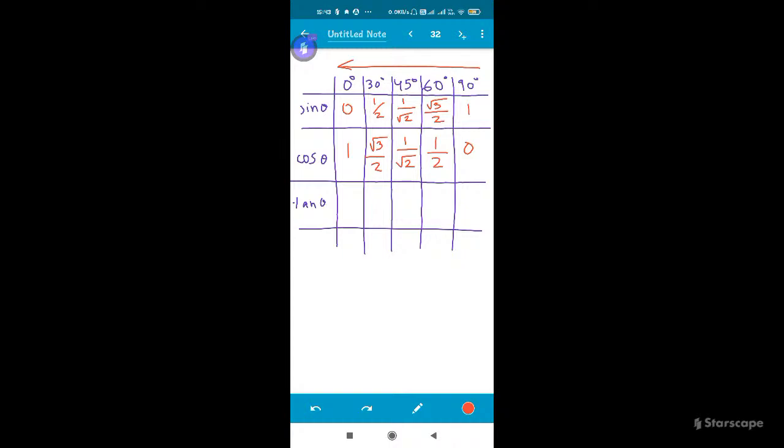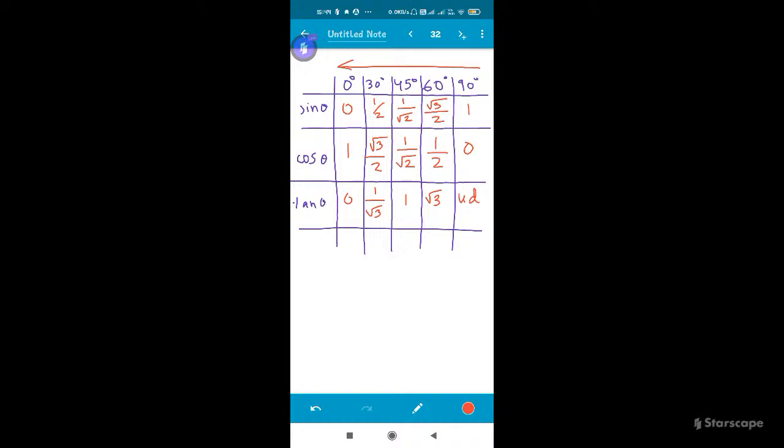So for tan theta, the value of 0 degree is 0. For 30 degree, it is 1 by root 3. You can do the calculations yourself, I guess. You are old enough for that. For 45 degree, it is 1. For 60 degree, it is root 3. And for 90 degree, it is undefined, because 1 by 0 does not yield any real number.